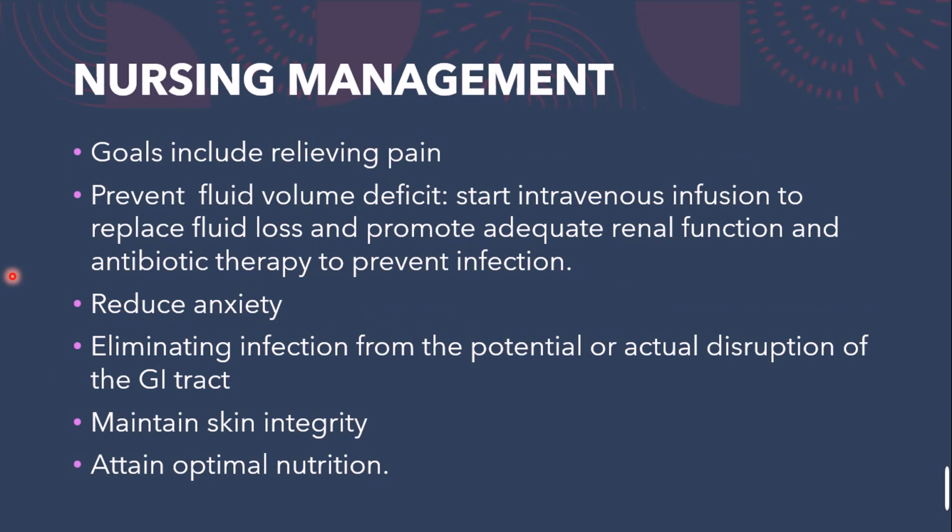So the patient is in pain, so you have to give the patient diversional therapy, and also the analgesic prescribed by the doctors. Now prevent fluid volume deficit, so you have to start the IV infusion, ask the doctor and start it with the prescription, and also go on with antibiotic therapy, because we don't want the person to get further infected. Then reduce the patient's anxiety by talking to them, give them psychological support, eliminating infection from potential and actual disruption of the GI tract.